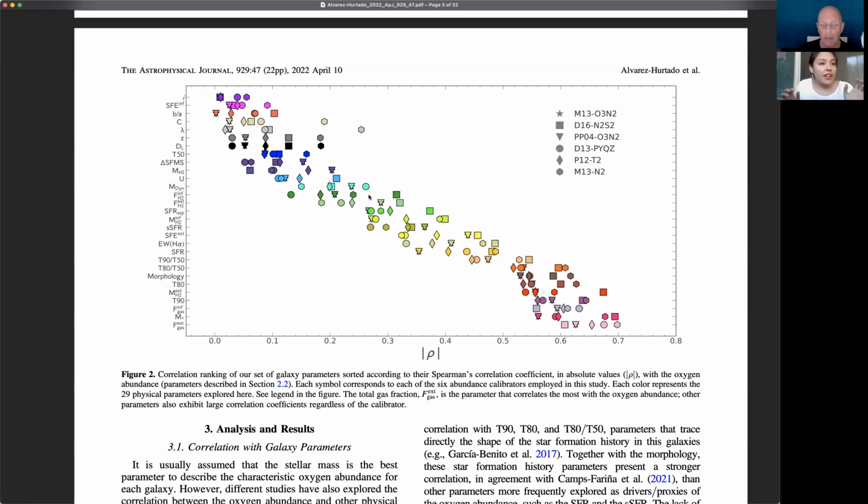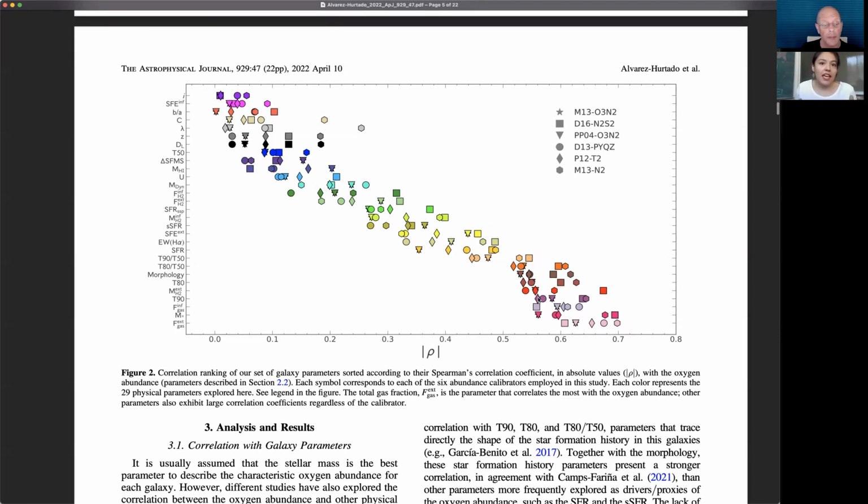So we find it interesting that without prior judgment on which parameter produces a significant effect on the mass metallicity relation, this exploration confirms that the stellar mass is one of the best tracers of the oxygen abundance, at least for our sample or data set. Furthermore, we find that the ranking is followed by parameters not directly related to the stellar mass. In fact, there is a strong correlation with parameters that directly trace the shape of the star formation history, as the T90 or T80 parameters, and also with the morphology.